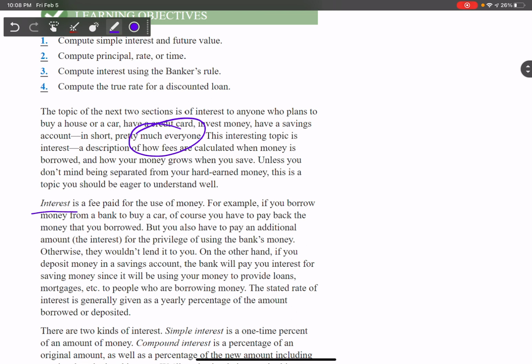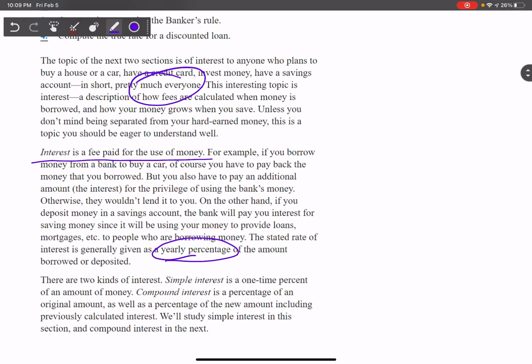Interest is a fee paid for the use of money, and that's whether you're borrowing money or whether you are saving money. In both cases, you are able to earn interest, okay? The stated rate of interest is generally given as a yearly percentage. So when we have an interest rate, it's usually per year, and it's a percentage of the amount that you're borrowing or of the amount that you are saving.